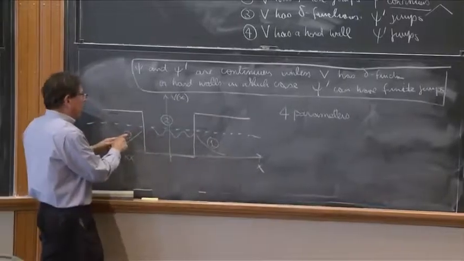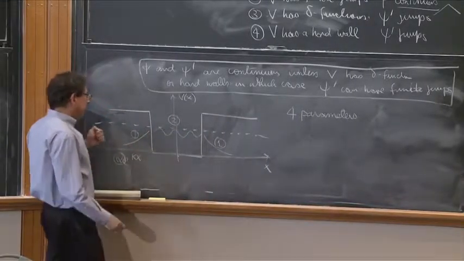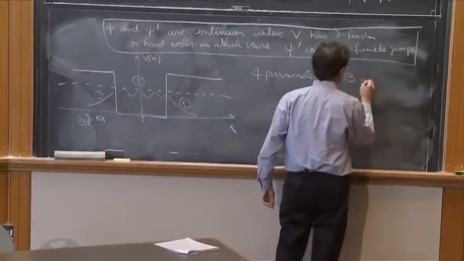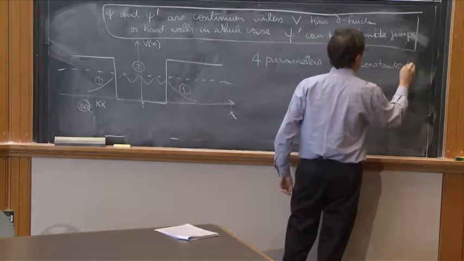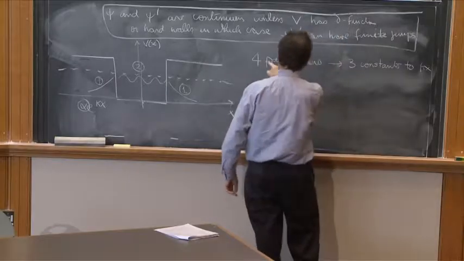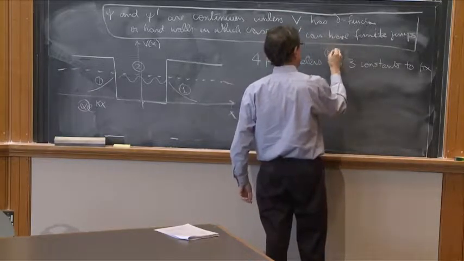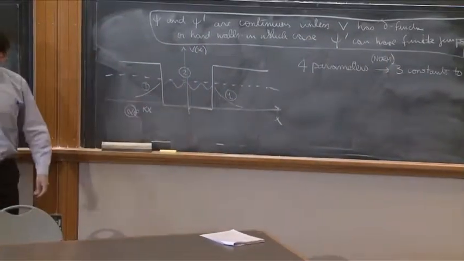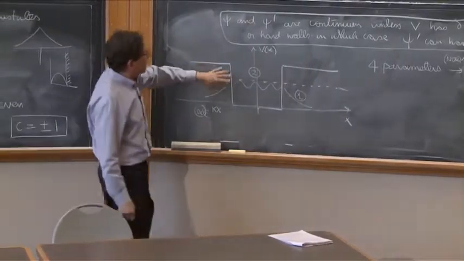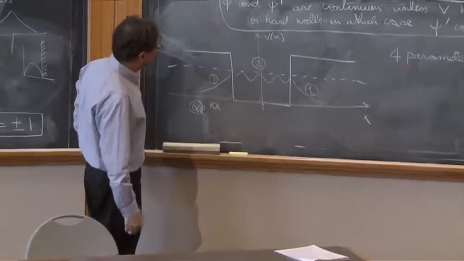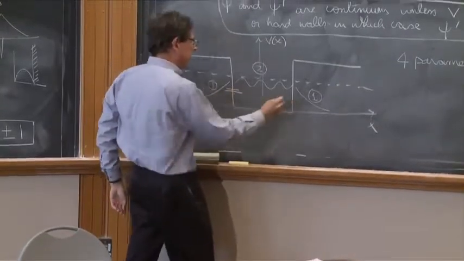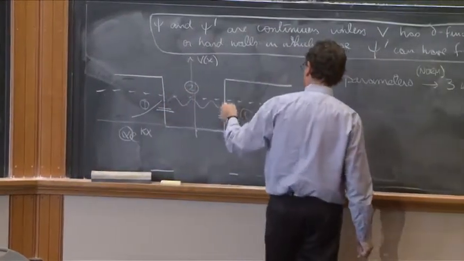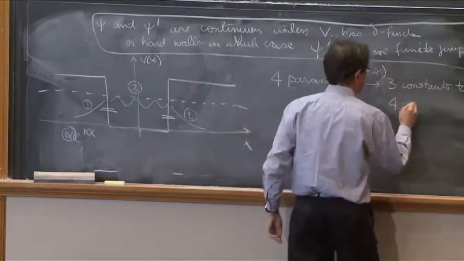So indeed, even though you have these 4 parameters, given that you can multiply the solution by a constant, there's just 3 constants to fix. But this potential is nice enough that psi and psi prime must be continuous. So you get 2 conditions here and 2 conditions here. So 4 conditions: continuity of psi and psi prime, continuity of psi and psi prime.